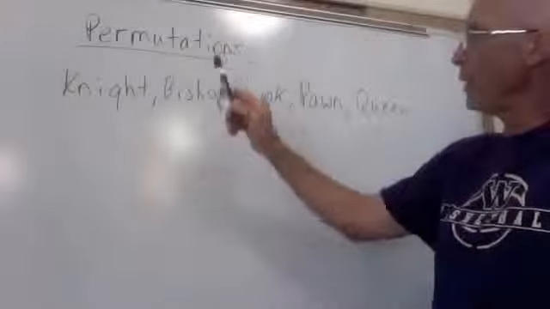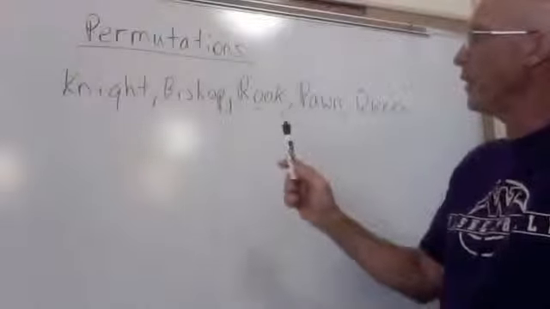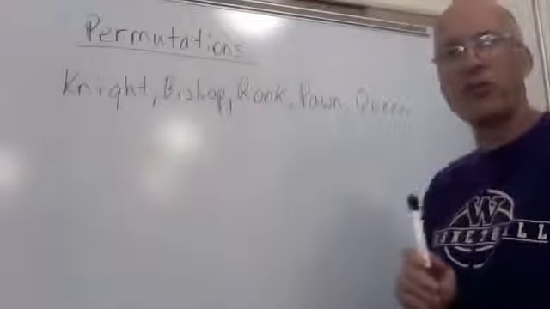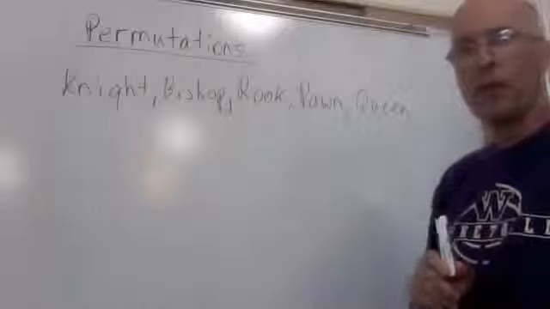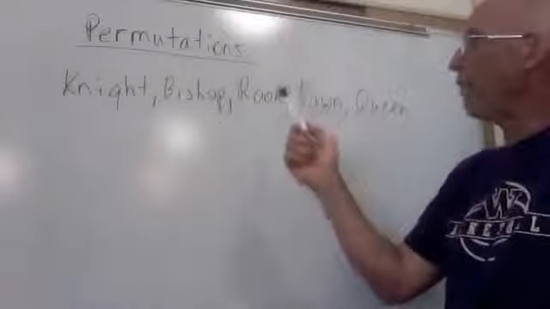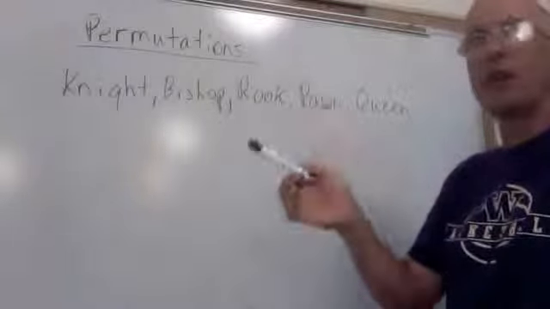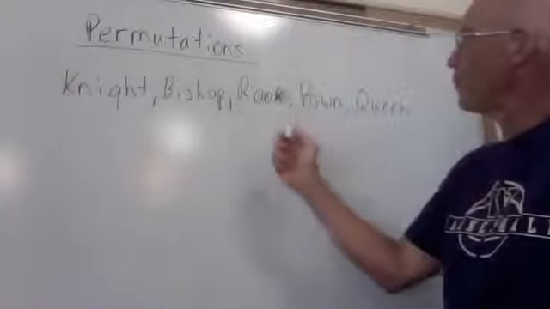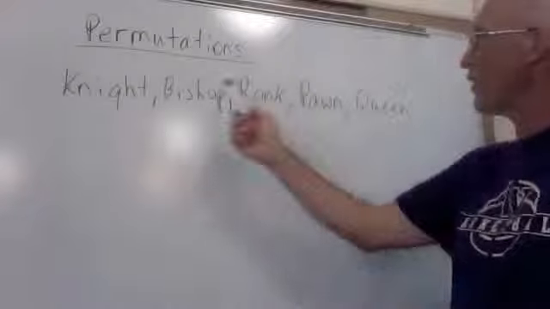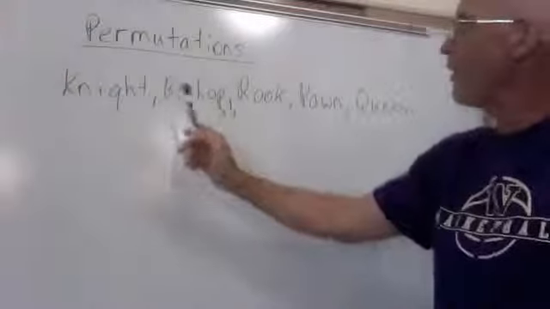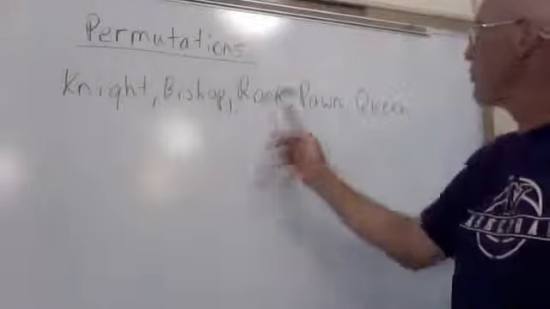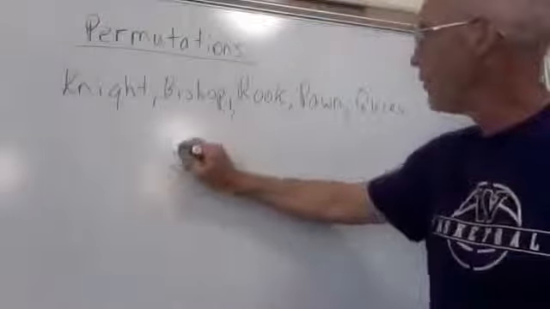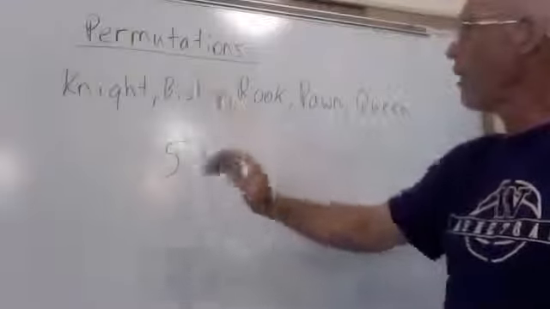Let's try to get some order to our thinking here. How many choices do I have for my first piece to move? Well, how many choices I have for the first one just depends on how many pieces there are. And in this case, there's five. So I have five choices. I can pick the knight first, the bishop first, the rook, the pawn, or the queen. Does that make sense? So I have five choices for my first move.